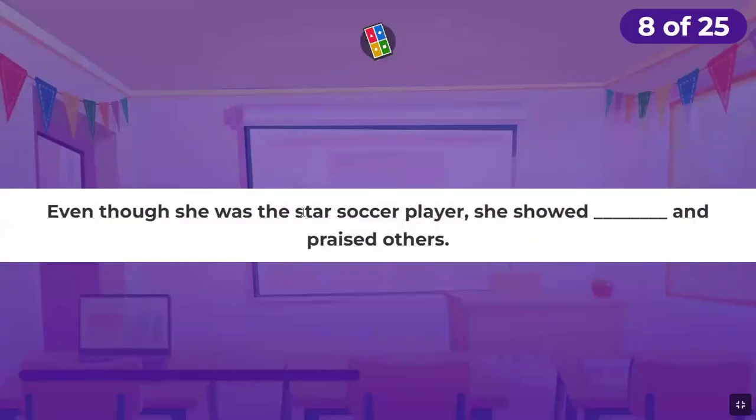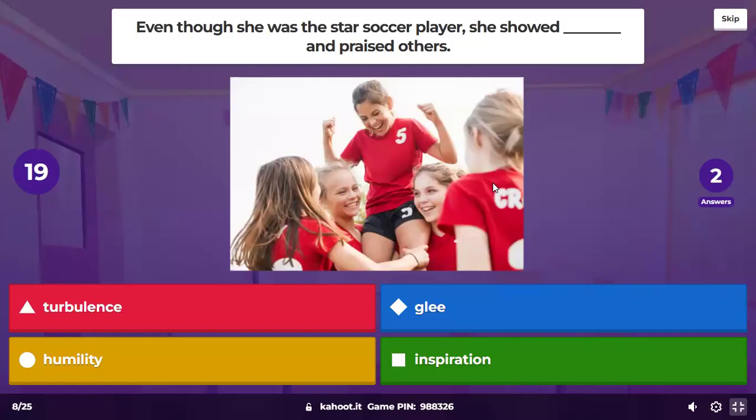Even though she was the star soccer player, she showed blank and praised others.